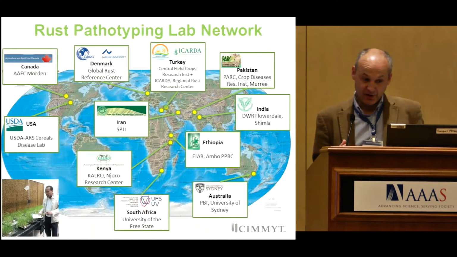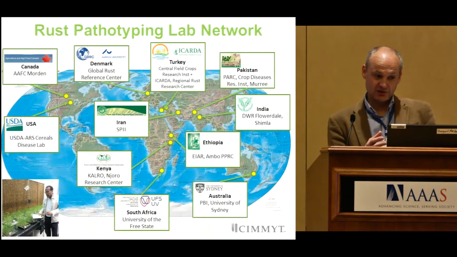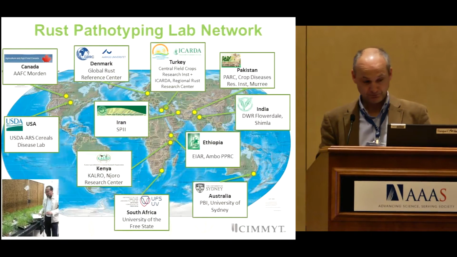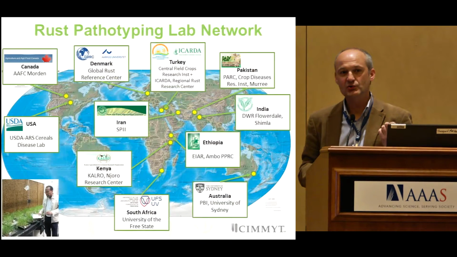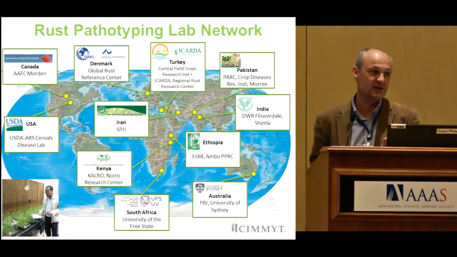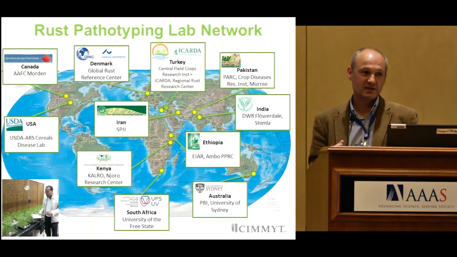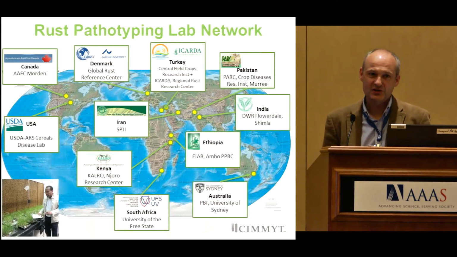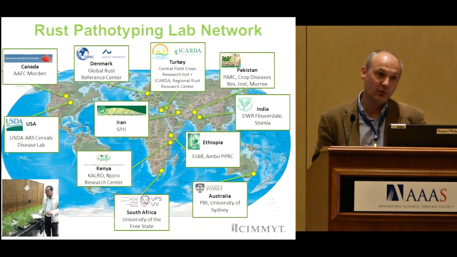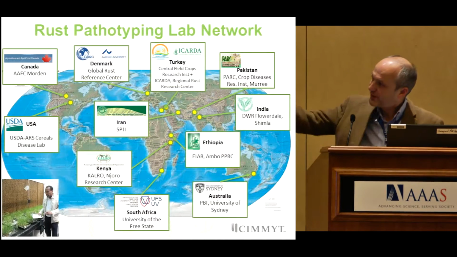The pathotyping. So I've talked about the races changing over time. The way we can detect that is through assays in the greenhouse that are done on seedlings. So this is pretty specialist skills, and we've been able to support and build up this global network to be able to do this. Great support from the advanced labs.